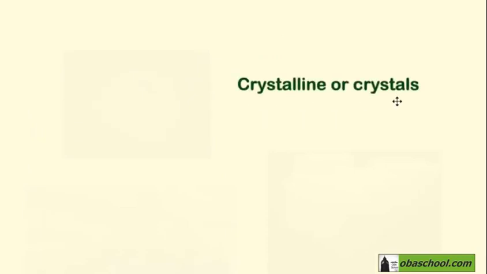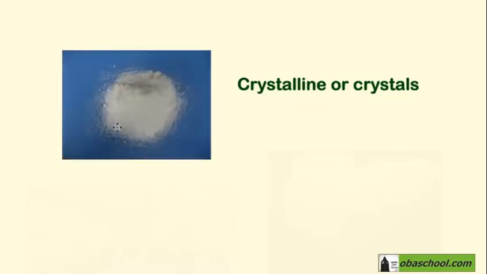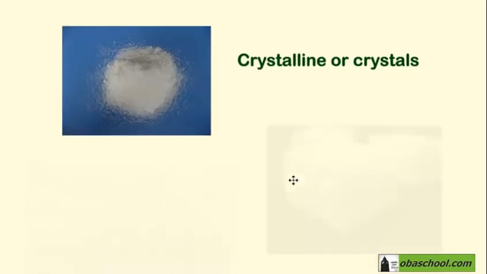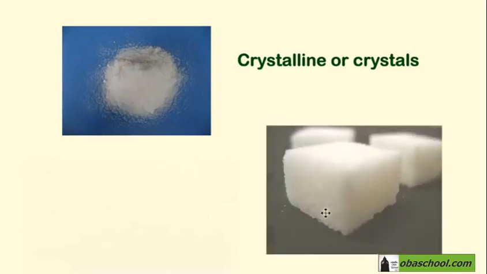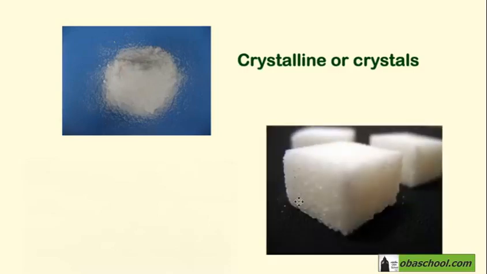Other structures are crystalline or crystals. You can see them in the picture to the left. It looks like powder, but if you take a closer look under the microscope, you will see that the structure is crystal. Sugar cubes, for example, are made up of small crystal particles, also called crystalline.